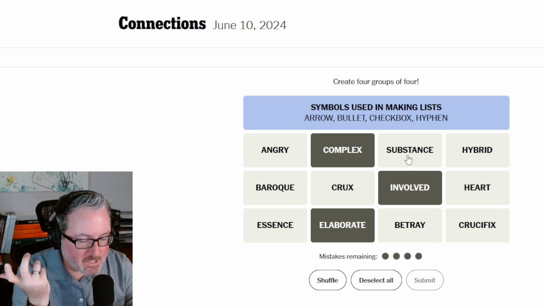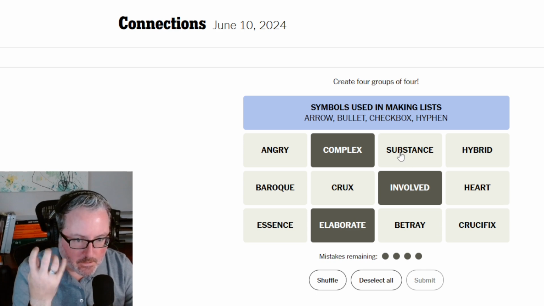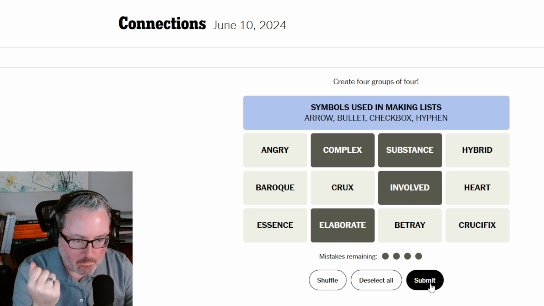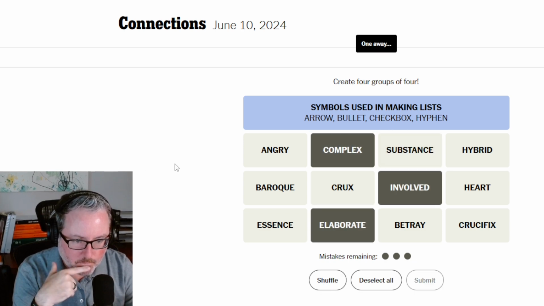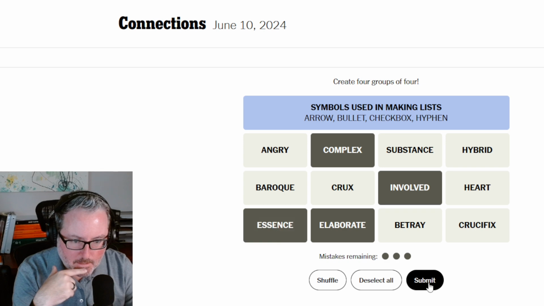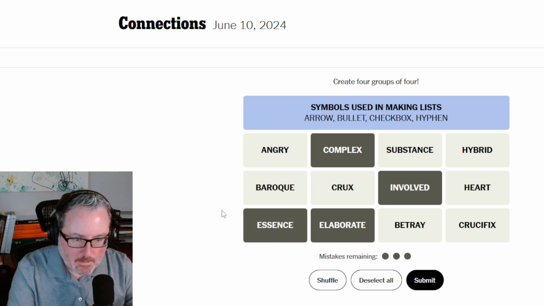I mean, substance. It has substance to it. It's complex. It's involved. It's elaborate. That sounds like it would work, right? Nope. Apparently not. Essence. You can only get 4 mistakes, clearly, so I want to try to make logical guesses here instead of just randomly putting these things in.